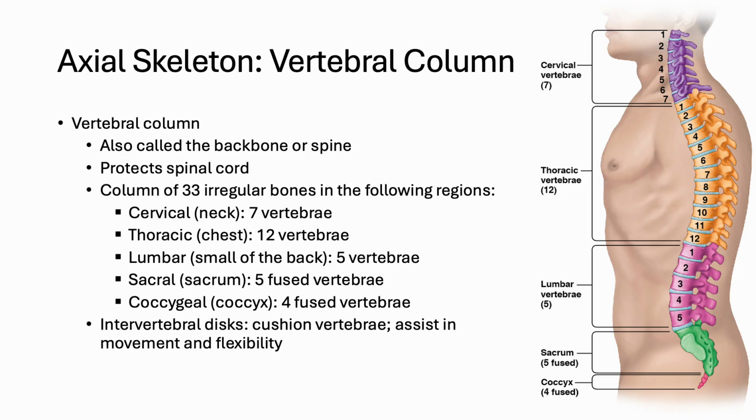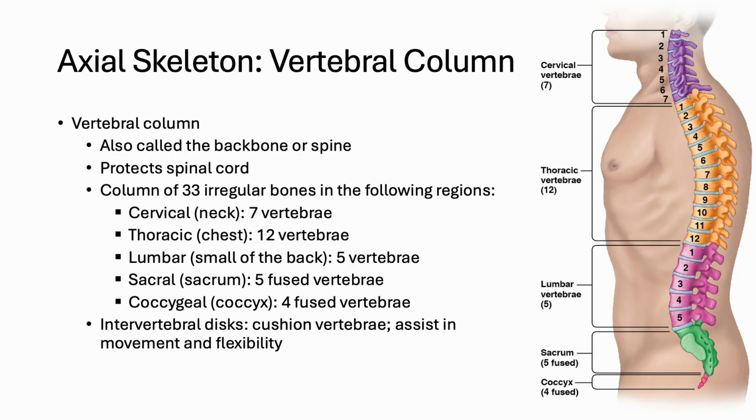The vertebral column, or spine, is composed of 33 vertebrae divided into cervical, thoracic, lumbar, sacral, and coccygeal regions. The cervical region consists of 7 vertebrae, including the atlas and axis, which allow head rotation and nodding. The thoracic region contains 12 vertebrae, each articulating with pairs of ribs to form the rib cage. The lumbar region, with 5 large vertebrae, supports most of the body's weight. The sacrum is made up of 5 fused vertebrae that connect with the pelvis, and the coccyx is made of 4 small fused vertebrae forming the tailbone.